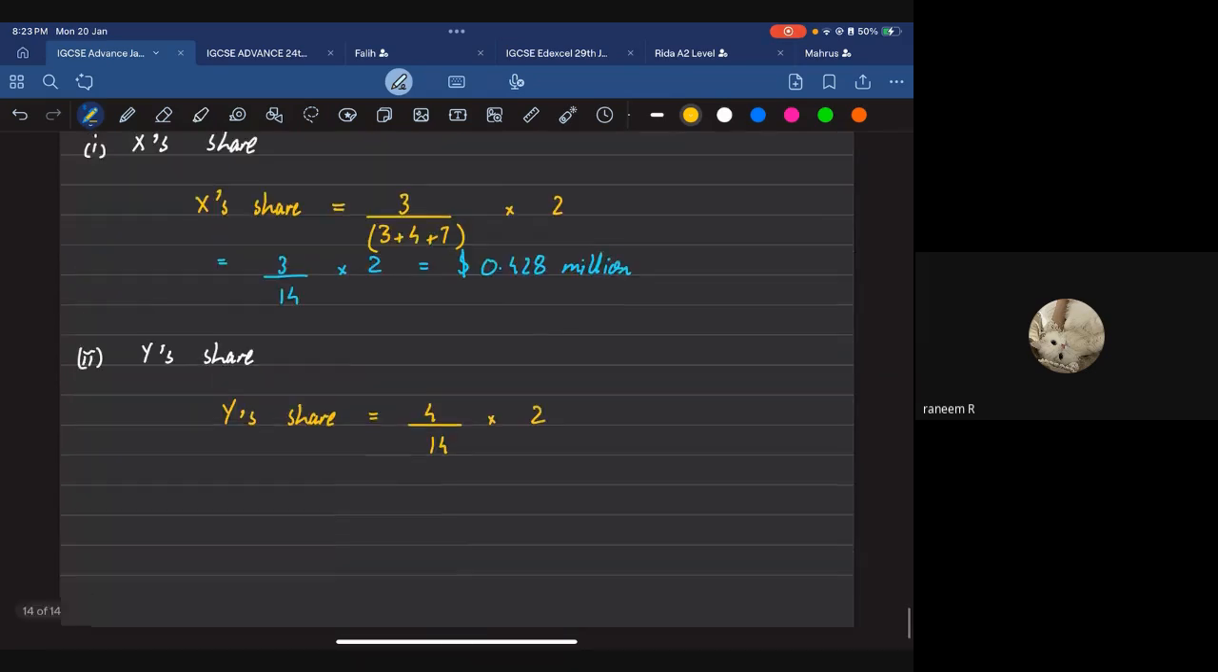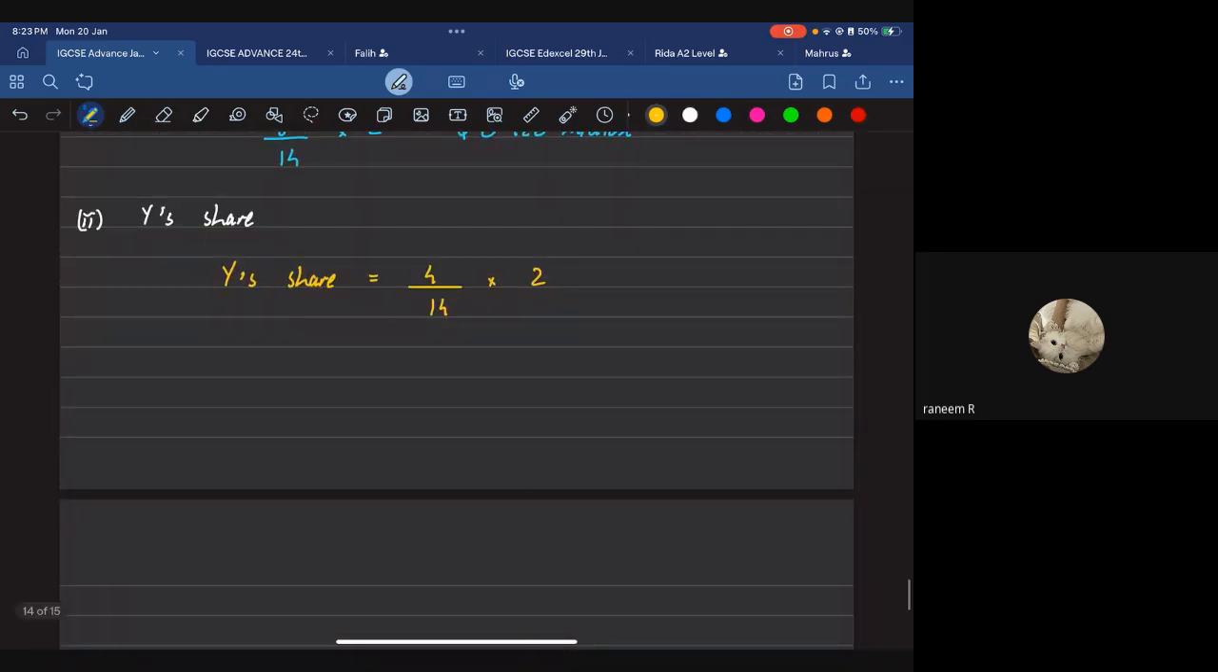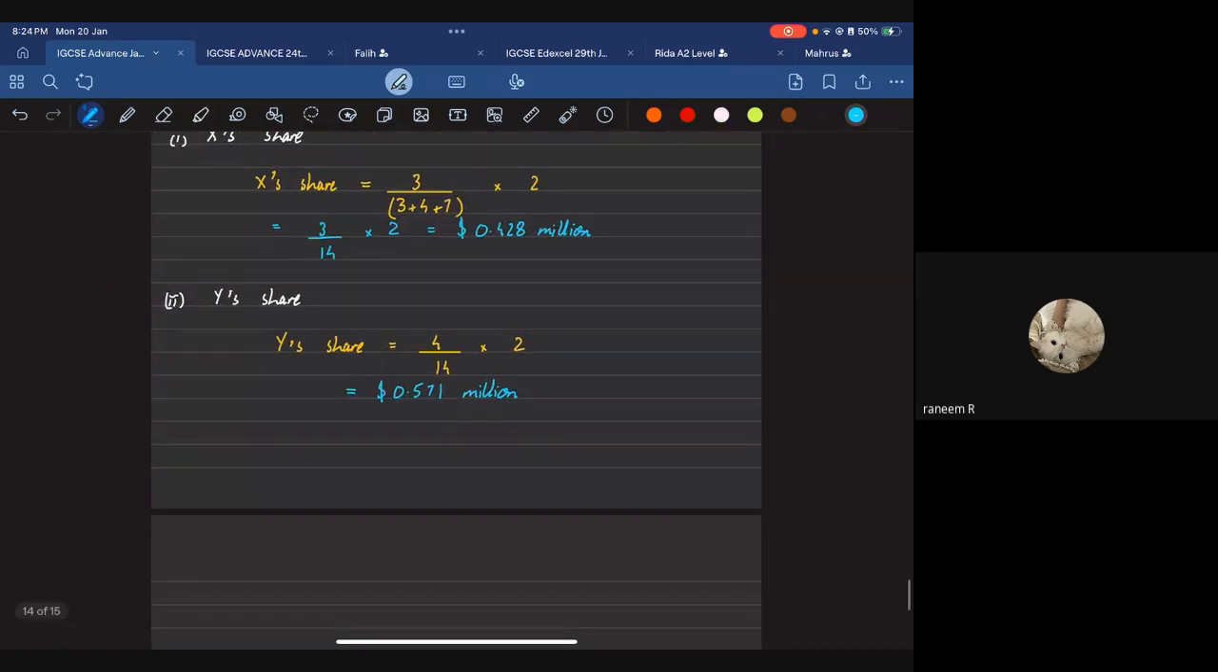And can anyone be so kind as to tell me what was the share of y that we're receiving? Kindly calculate this. 0.571. All right. So 0.571 million. Thank you, Ranim. That is excellent. And last but not the least, if I want to calculate Z's share.